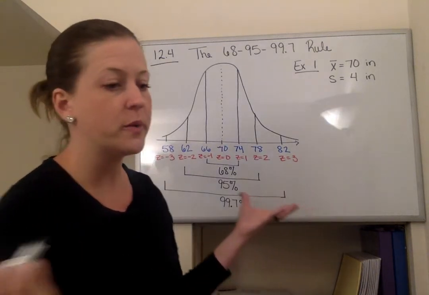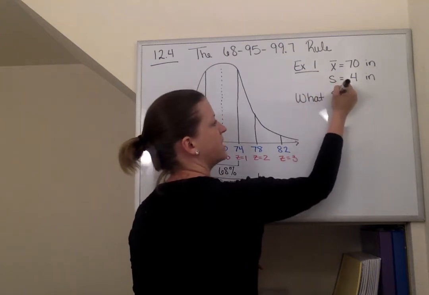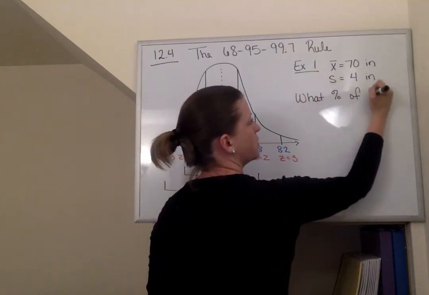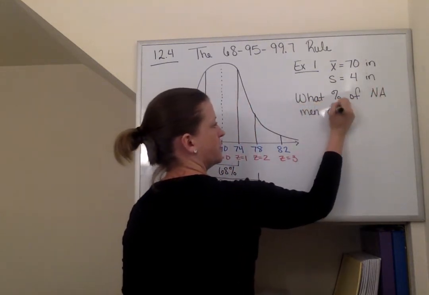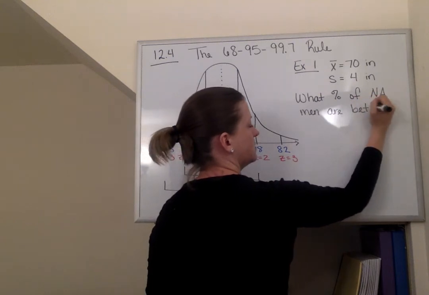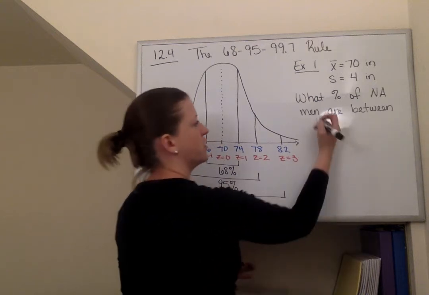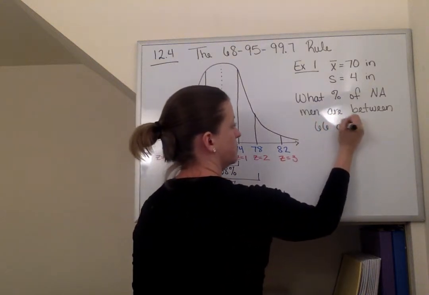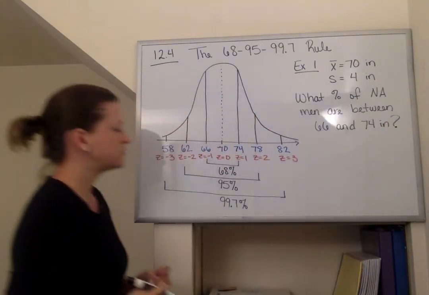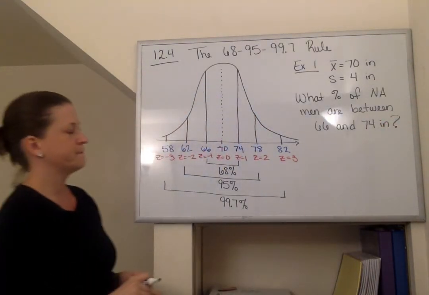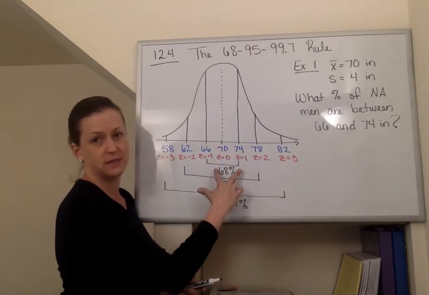So now, what if we wanted to know what percent of North American men are between, say, 66 and 74 inches? Okay. Well, from the mean, you went 1 standard deviation in both directions, so that's 68%.